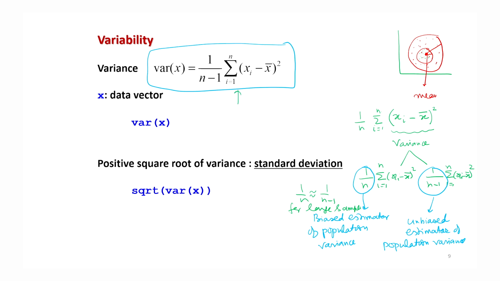And the R command to compute the variance is var(x), right? And one thing we have to observe is that this is sample based, which means all the values in this expression, 1 over n minus 1 summation of (xi minus x bar) whole square, can be computed from the sample values. When we take the positive square root of this variance, it is called the standard deviation.